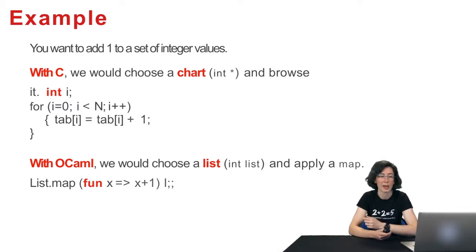On the other hand, with OCaml, we would rather choose a list because it is a more functional language. So instead of having a pointer or an array, we would have an int list, an integer list, and we would apply an operator with the map, which will apply a function on every element of the list. This map function takes a function which associates an integer with a successor integer. We would perform this map which takes a function as an entry, and that list, which will successively apply +1 to all the elements of the list.